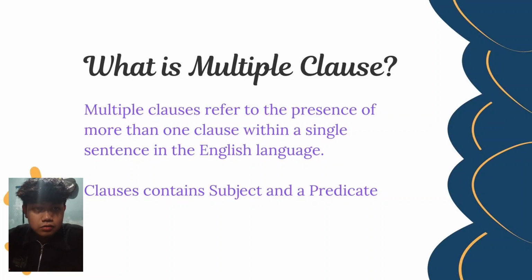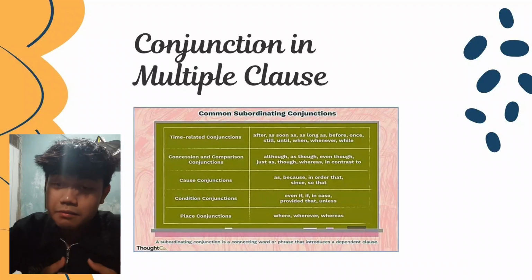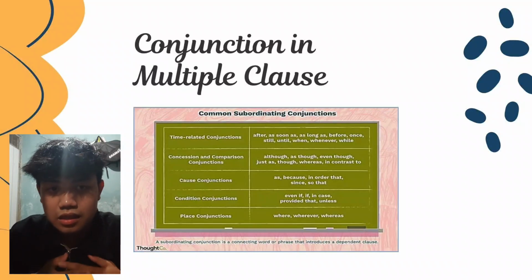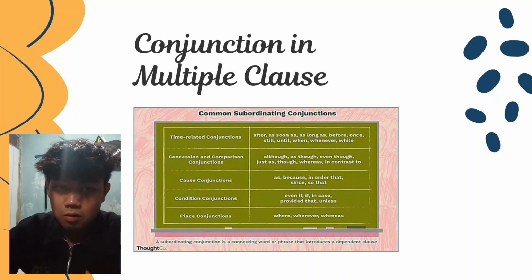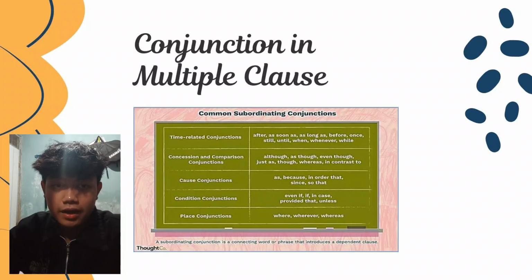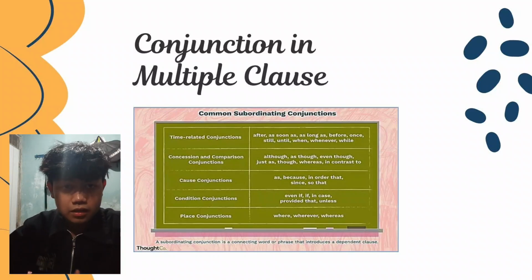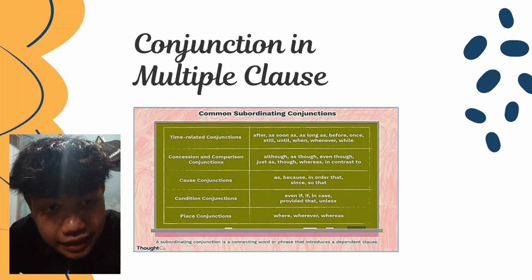There are two main types of clauses: independent clauses and dependent clauses. These clauses can be connected by coordinating conjunctions like and, but, and or, or maybe by subordinating conjunctions like although, because, and while. Coordinating conjunctions join independent clauses of equal importance, while subordinating conjunctions introduce dependent clauses that provide additional information and are dependent on the main clause for meaning.